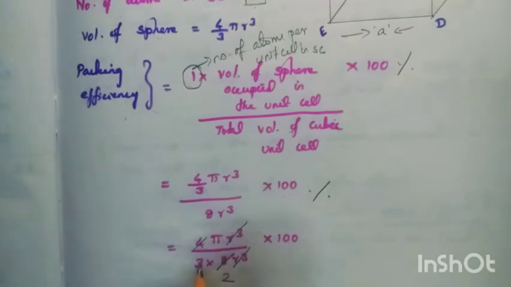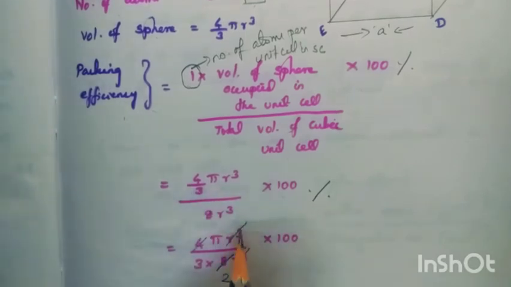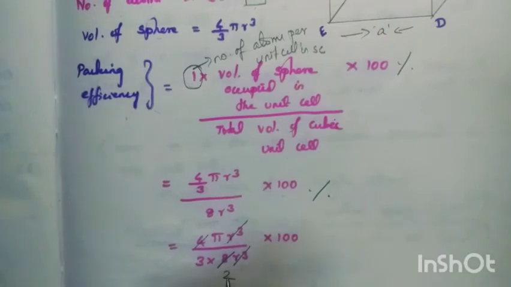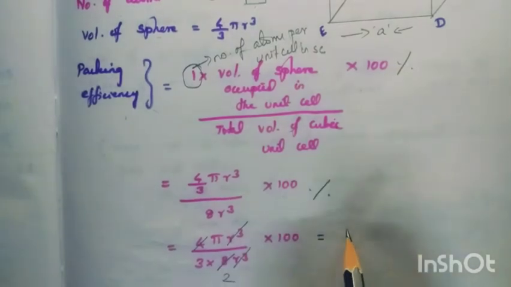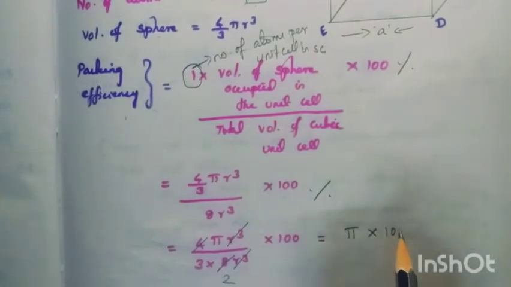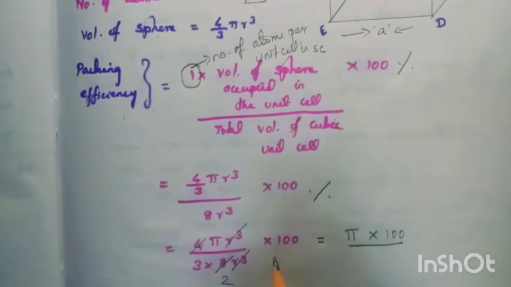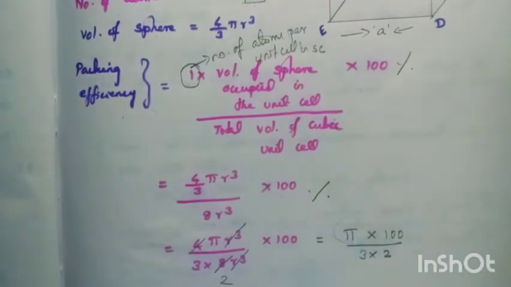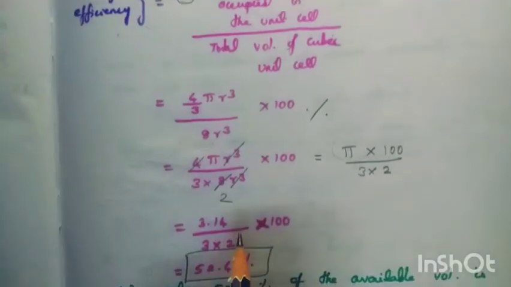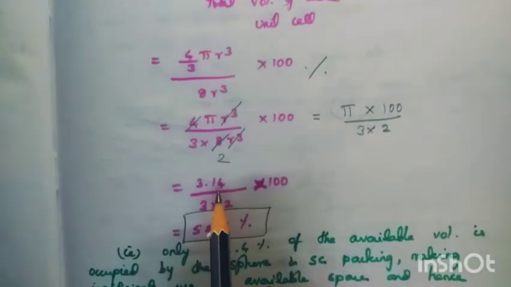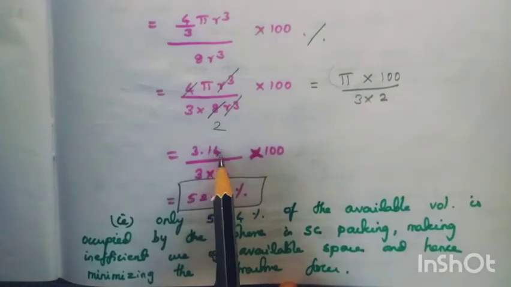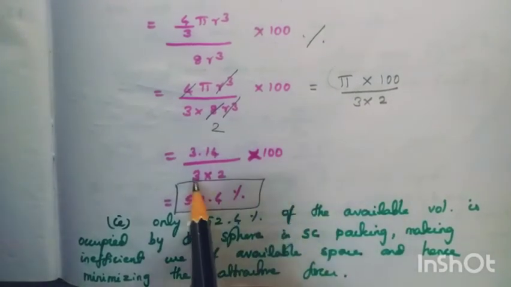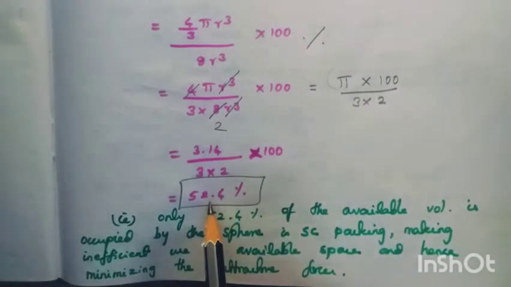4 by 3 comes down, pi r cube, r cube cancels. 4 2s are 8. So this is pi into 100 by 3 into 2. Pi value is 3.14, so 3.14 into 100 by 6, which is equal to 52.4%.